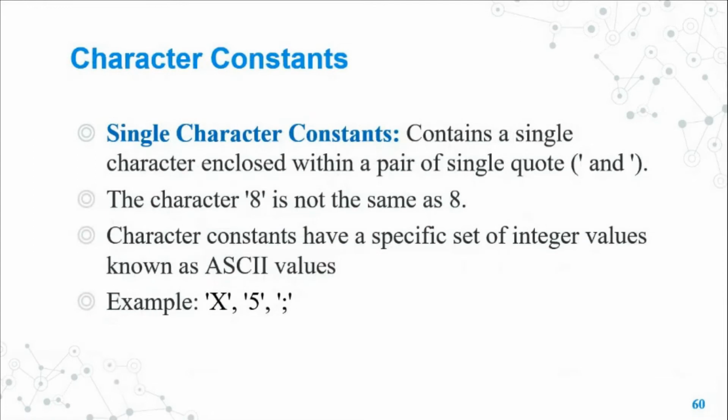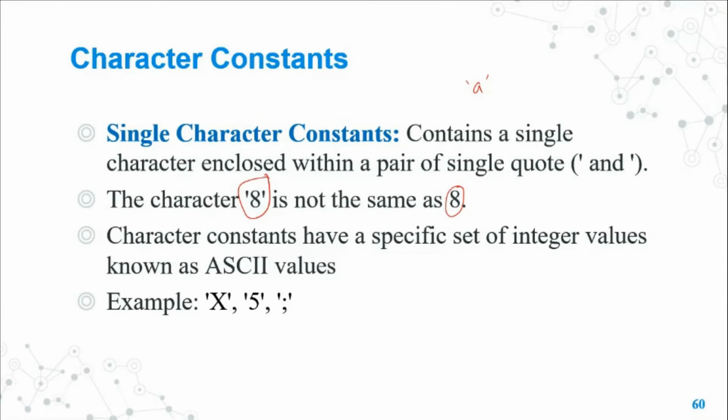Now the character constants. The first is a single character constant. It contains a single character enclosed within a pair of single quotes. Say if the character is A, then it should be enclosed within single quotes. We have already seen this type of character. Then the character 8 within single quotes is not the same as 8. This is the integer 8 and this is the character 8. So there is a difference between these two. Character 8 is not the same as integer 8.